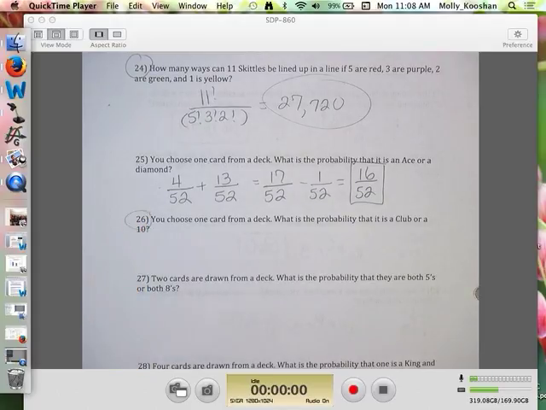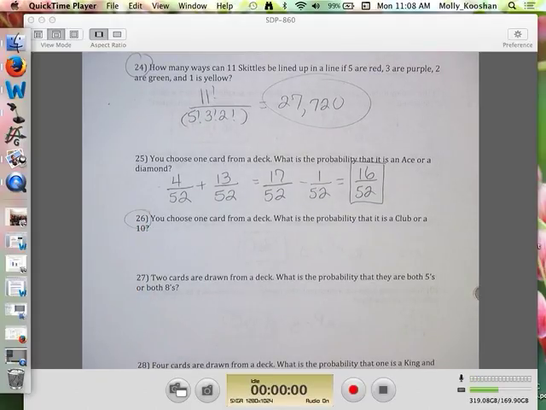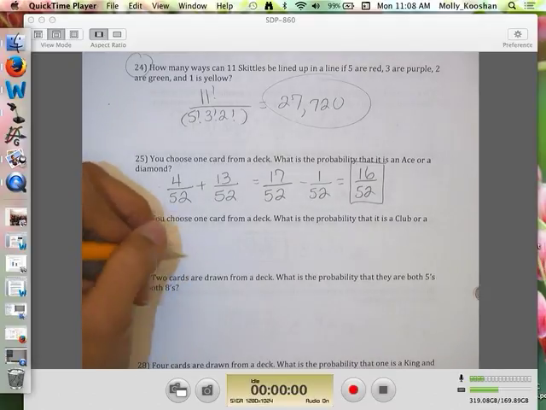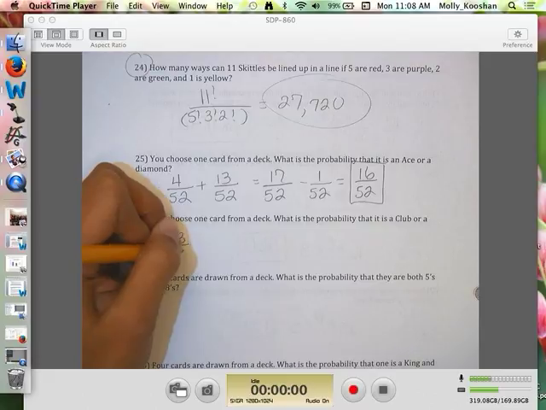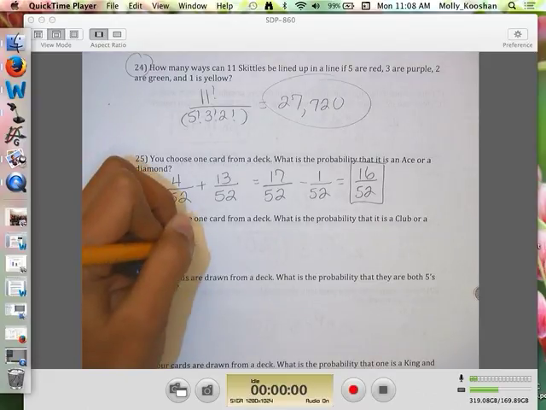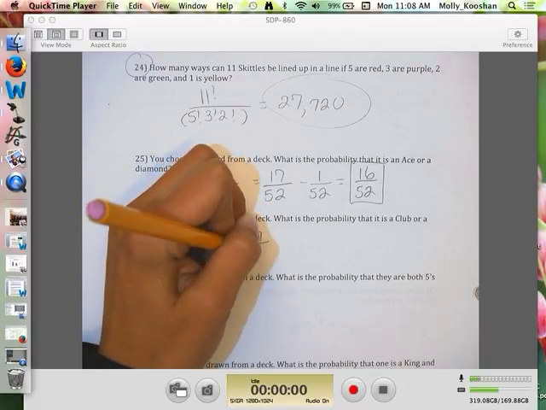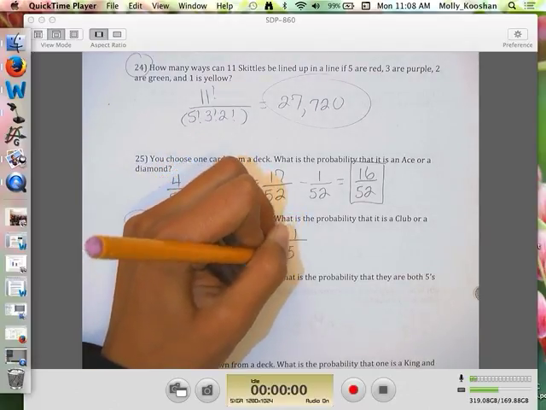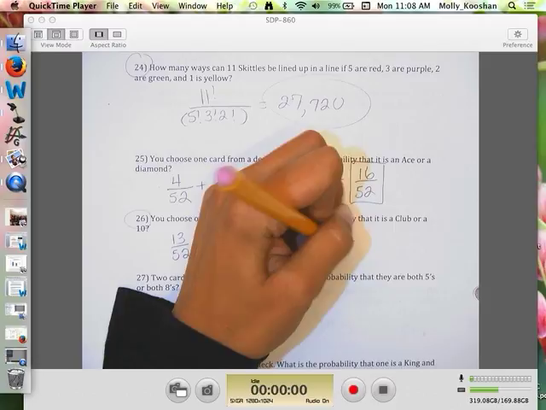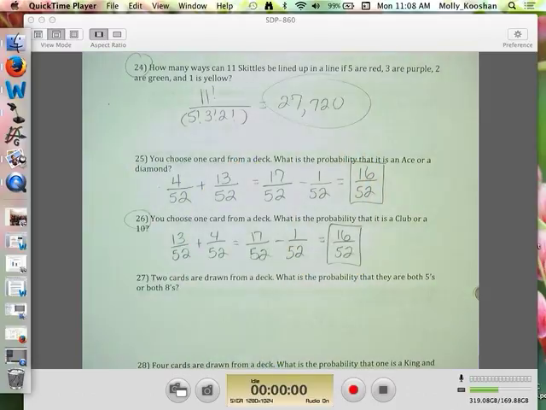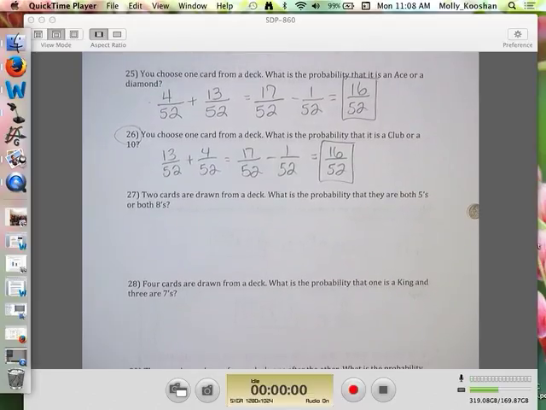Okay, number 26. It's similar. The probability that we have a club is 13 out of 52. The probability that it's a 10, 4 out of 52. But again, you could have the 10 of clubs, so you want to take 1 away. So you get 16 out of 52. Alright.